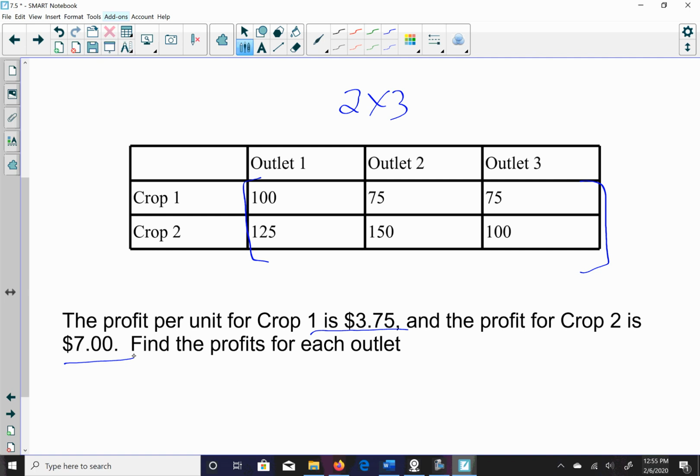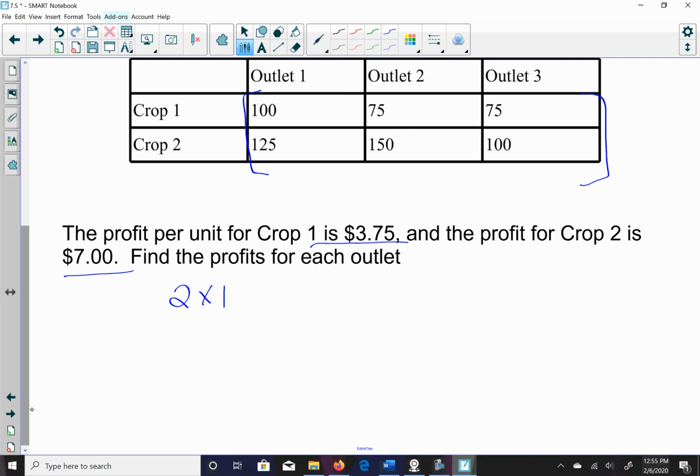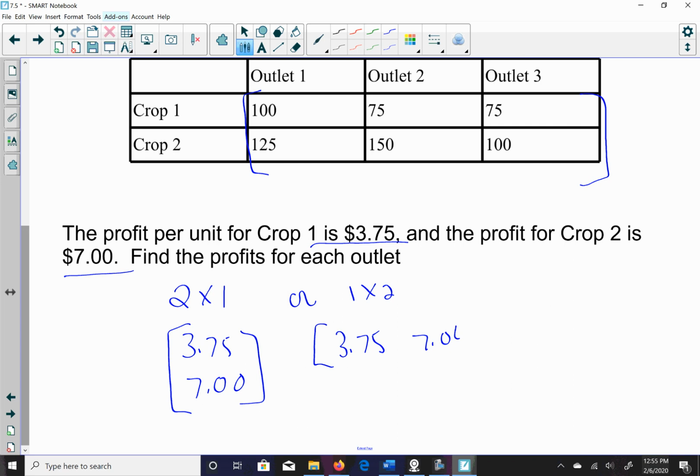I can either make it a 2 by 1 matrix, where I have 2 rows and I write 3.75 and $7, or I can make it a 1 by 2 matrix where I write $3.75 and then $7, where I have 1 row and 2 columns.